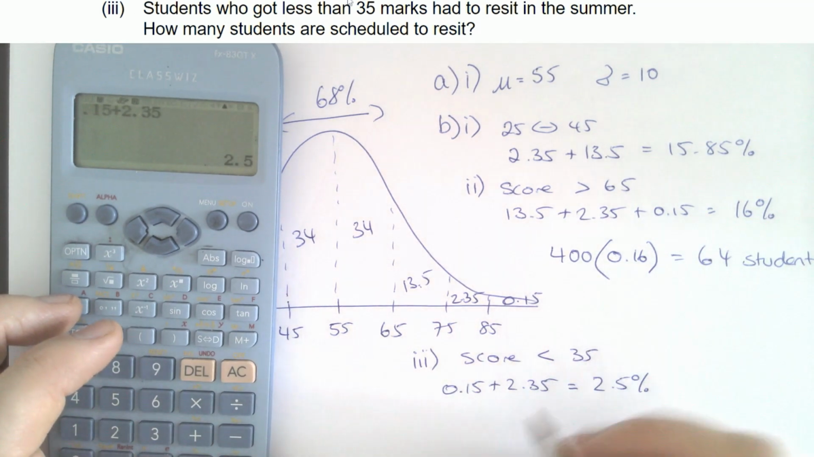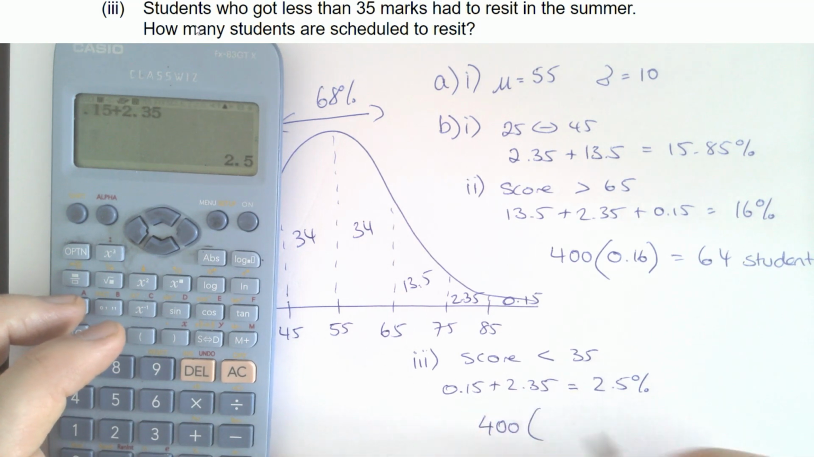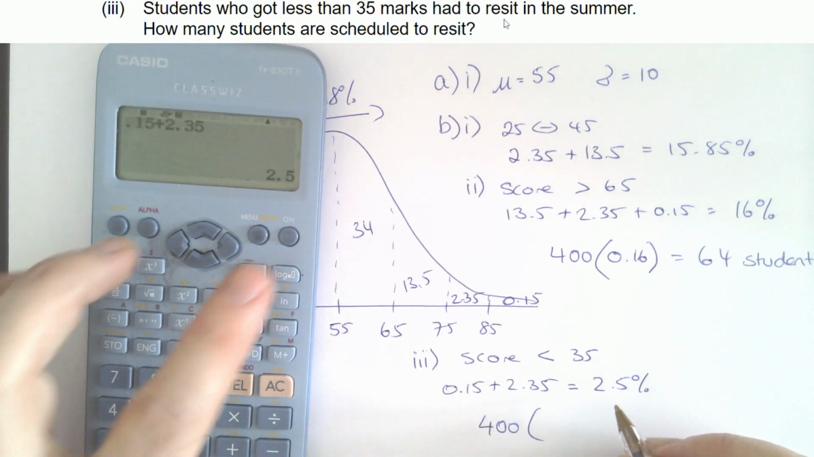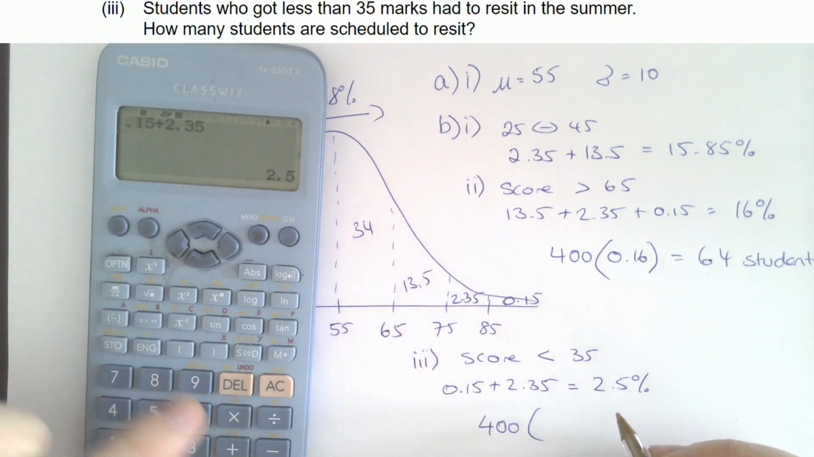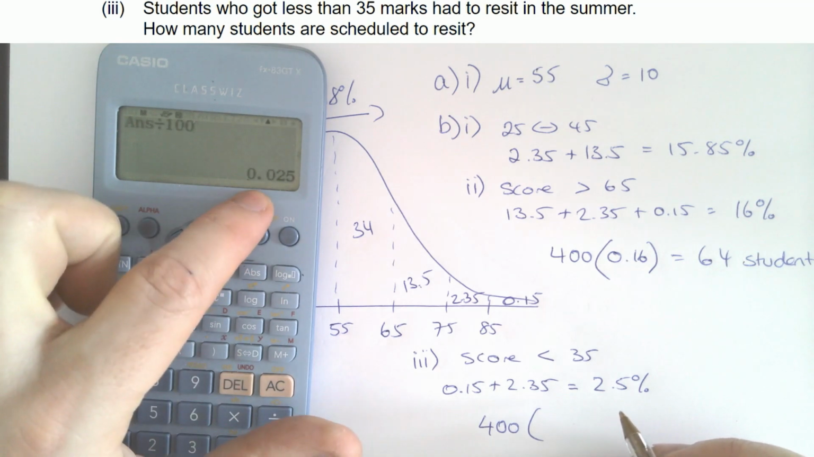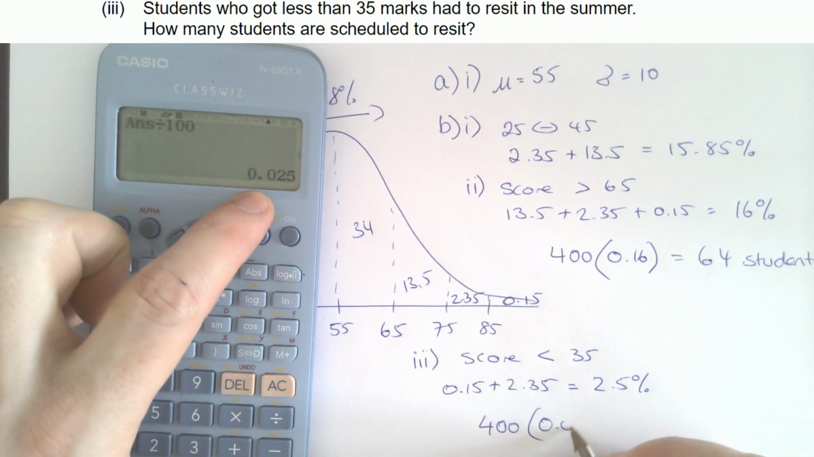There are 400 students, so I'm going to do 400. To turn anything from a percentage to a decimal, just divide it by 100. So there we go. So I'm going to do 400 times this number here, 0.025.